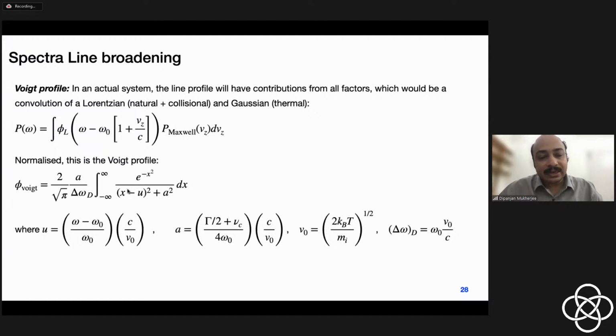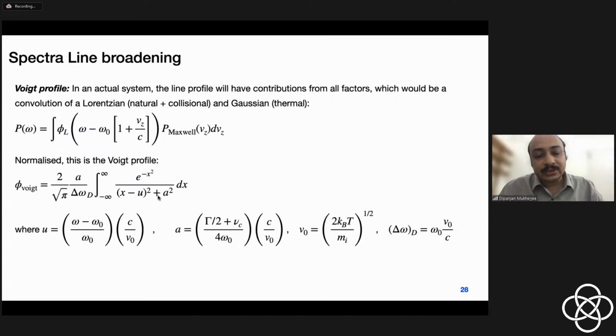Now, if you normalize everything in terms of this x, which is the ratio of the frequency with respect to the base frequency, what you end up with is this normalized Gaussian in terms of this function u, which is omega minus omega naught by omega naught, and then the added function of the Lorentzian profile. So if the Lorentzian width is small, you can completely neglect this quantity because it is almost 1. So it almost becomes just a Gaussian profile.